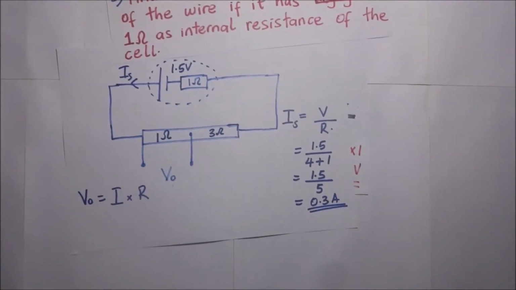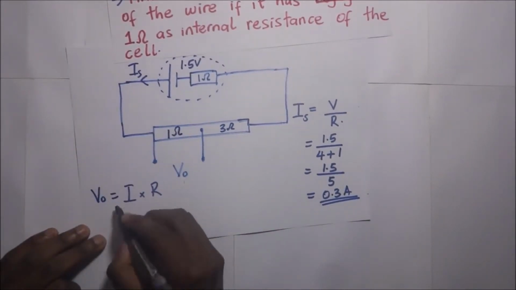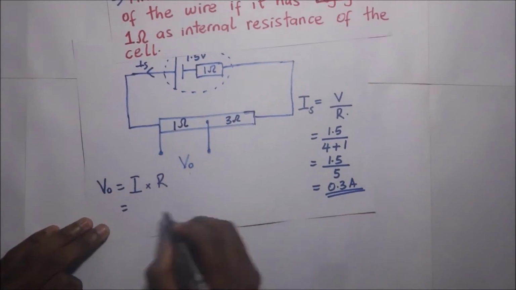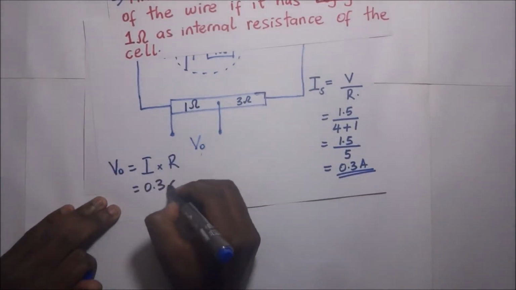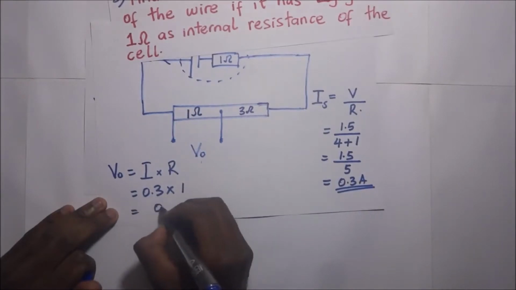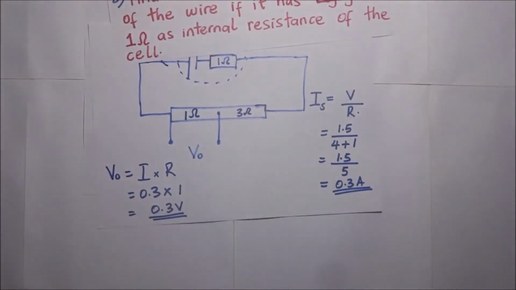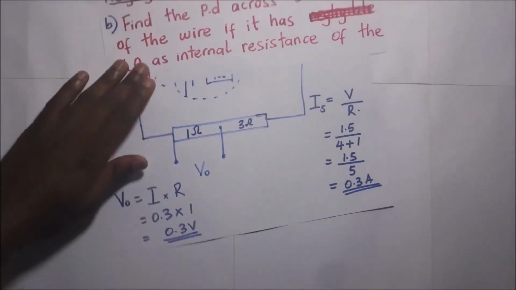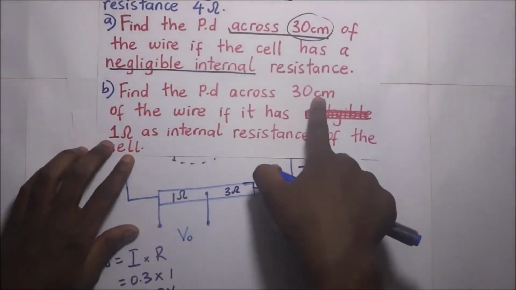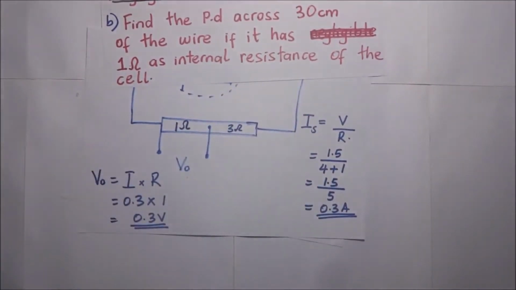So now that we know the current going through here is 0.3 amperes, the output voltage is going to be 0.3 amperes multiplied by that resistance, which is 1, and it gives us 0.3 volts. So that is the output voltage, or the PD across the 30 centimeter portion of the wire. And that answers our question.